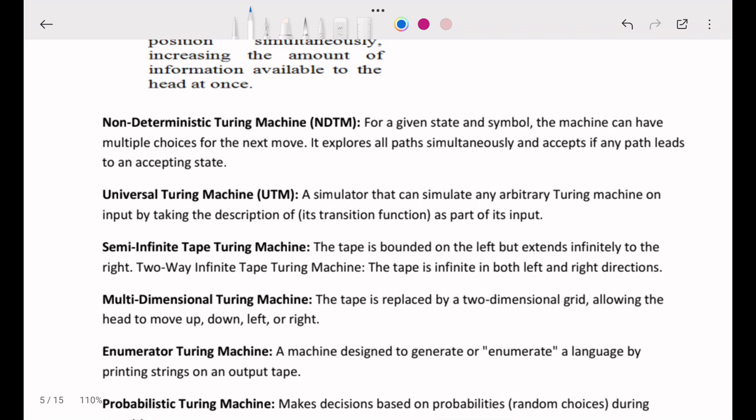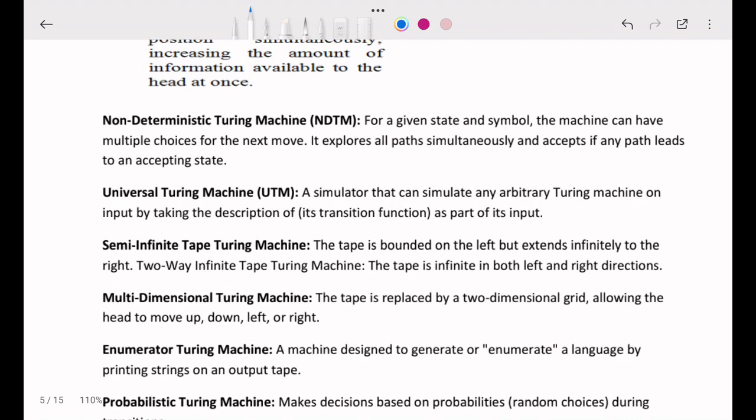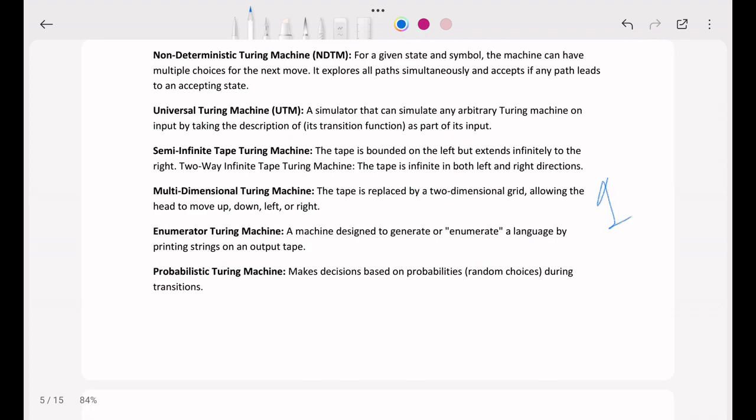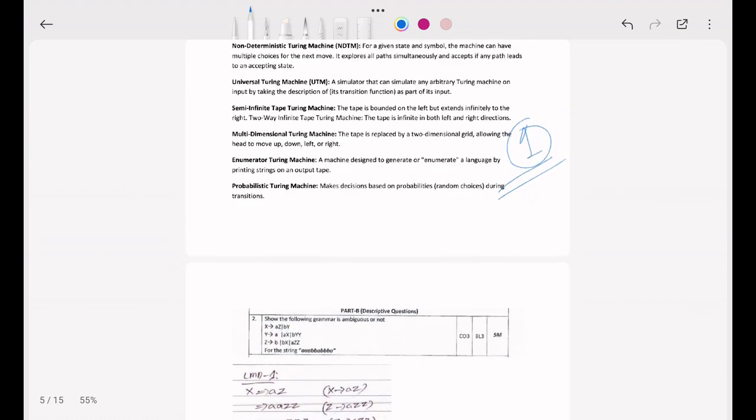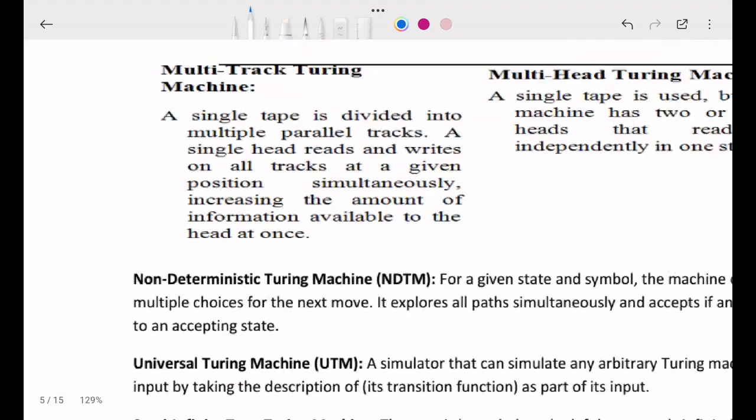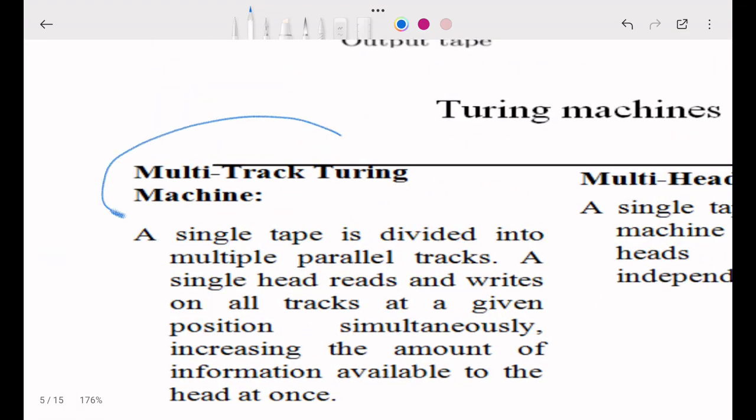If you know data structures, then you can understand. But we will try to solve later what a Turing machine is and how to solve problems using a Turing machine, because this is only a 1 mark question. So you have to write only this. You have to write any two, and in the exam also you have to write only the names of two Turing machines.